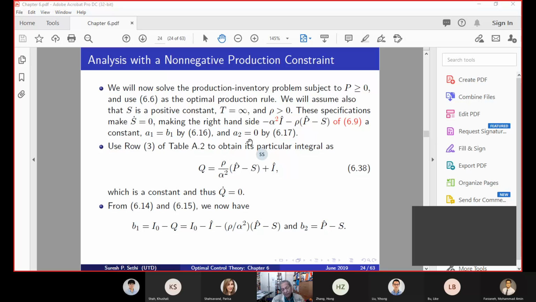So if I could dispose, I will just dispose it. So I will have a negative control. I will have a P star to be negative, and the problem is solved as before, okay? If I don't allow negative, then I must have P star equal to 0 whenever that formula gives me P negative, okay?